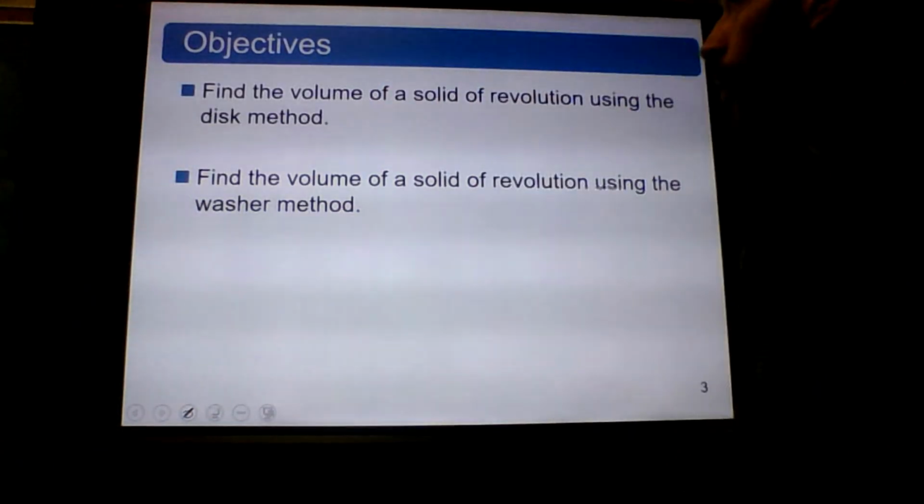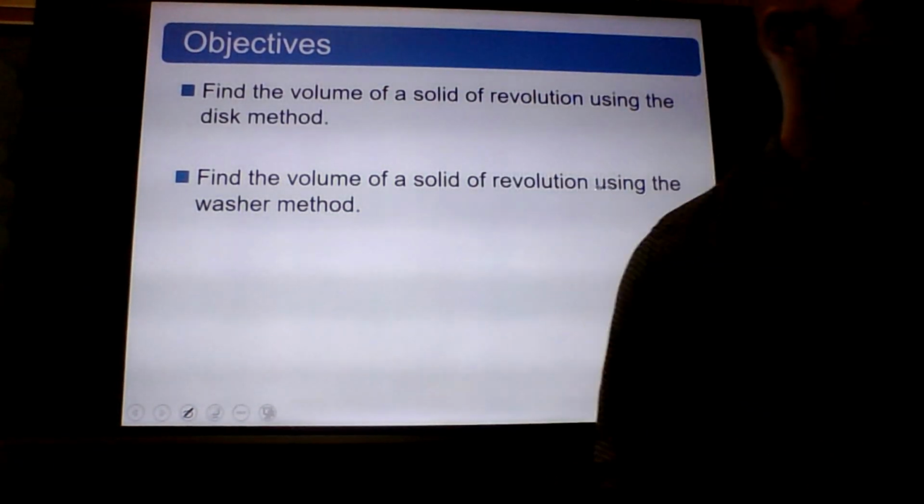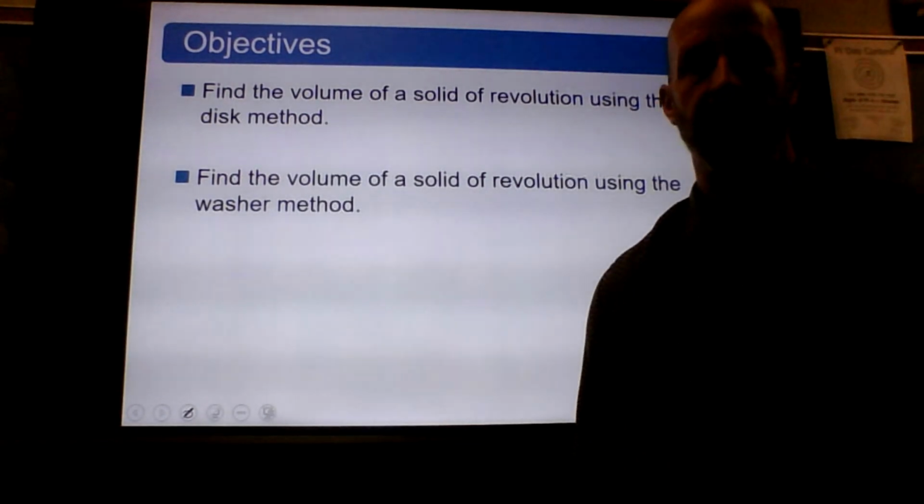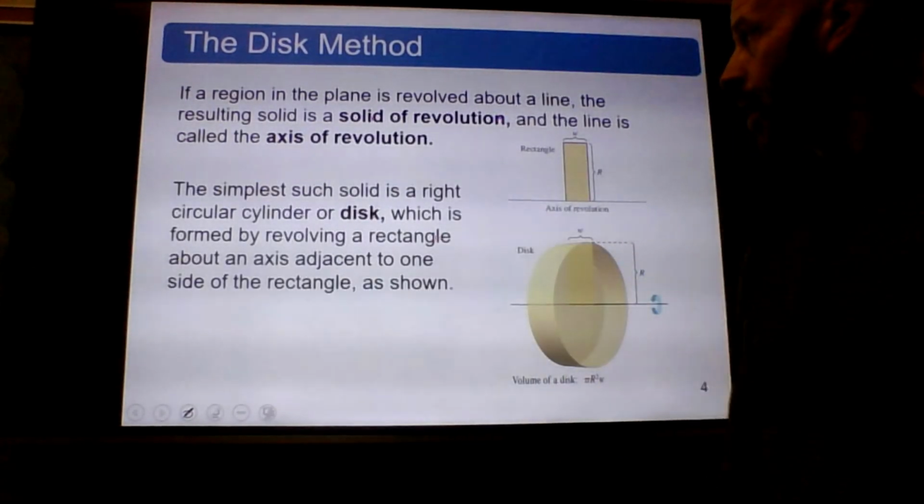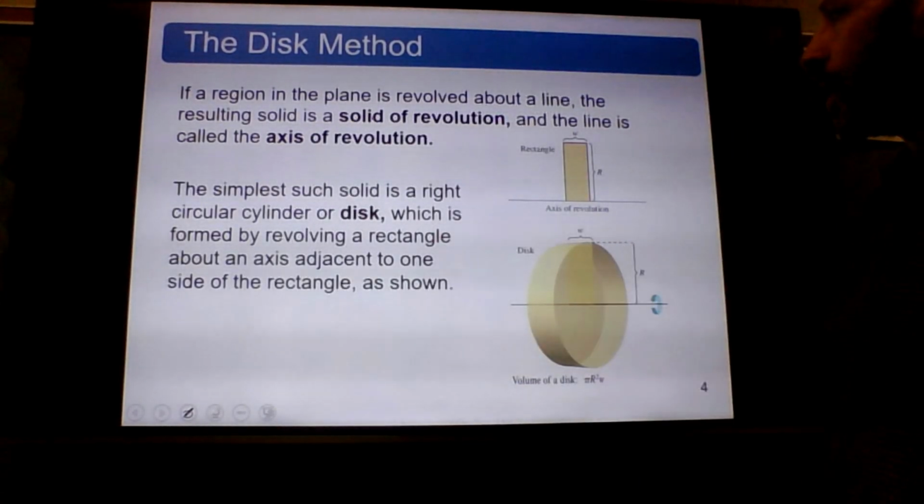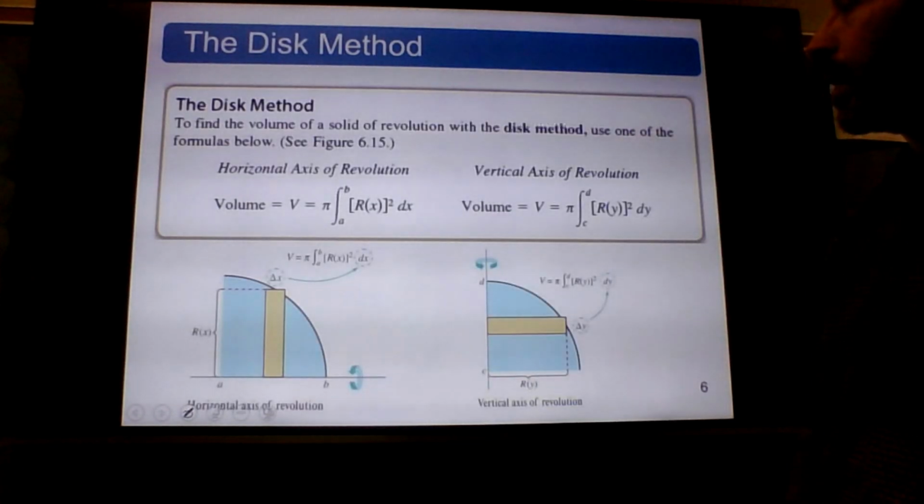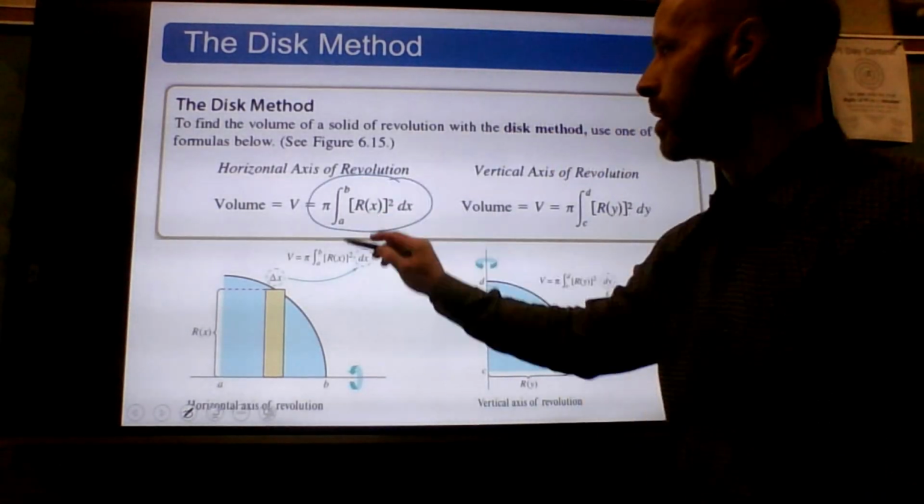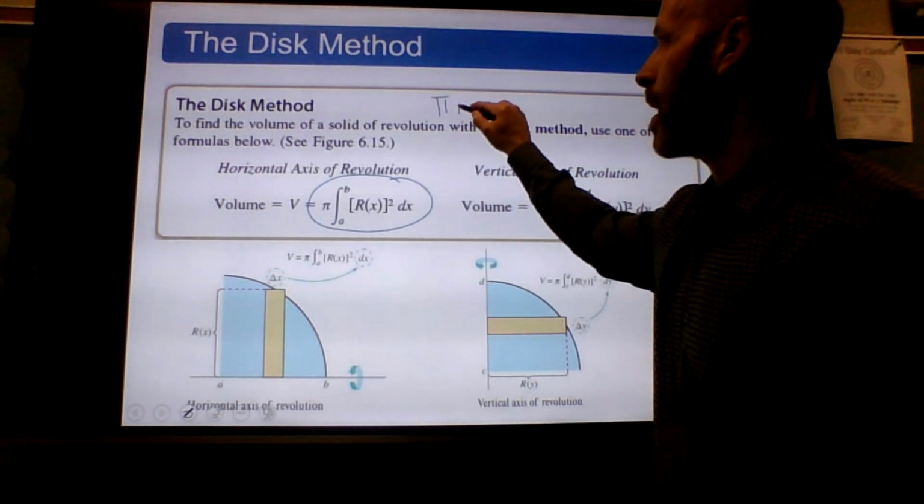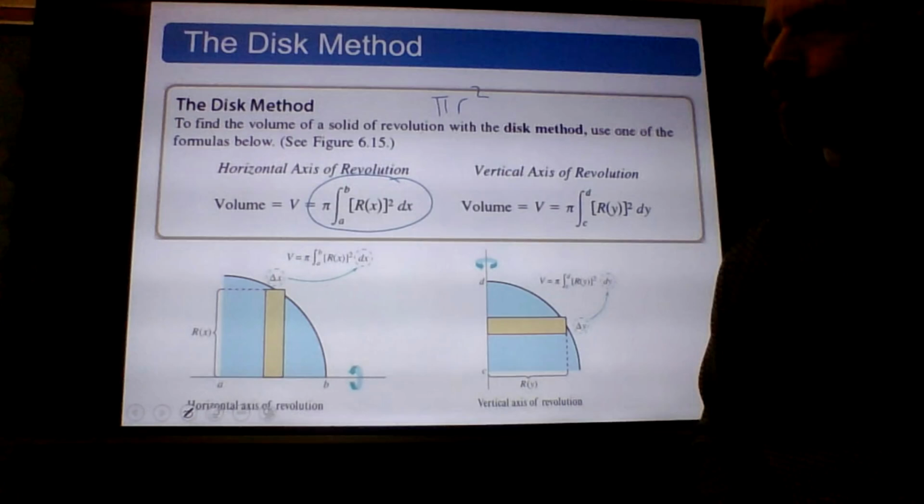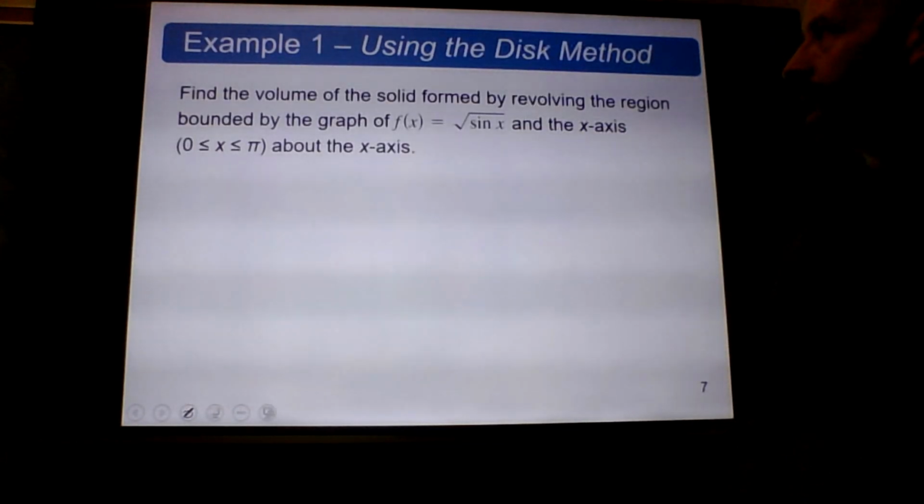Okay, so we're going to look at something called the disk method and the washer method, and I'm going to do a couple of examples of each. The disk method is based on disks, and I'm going to just jump to the point here. Here is the formula, and you'll notice that the formula looks an awful lot like pi r squared. So I'm going to go ahead and do the first example here.